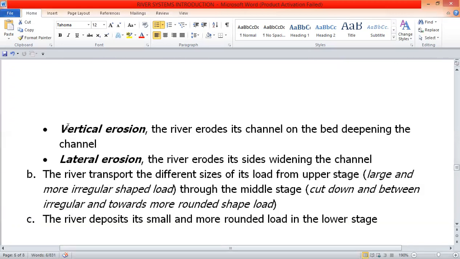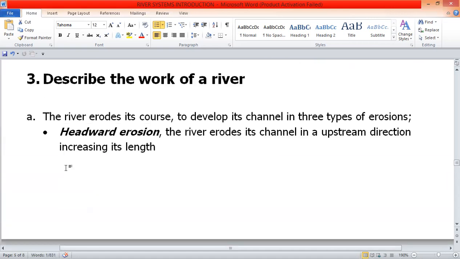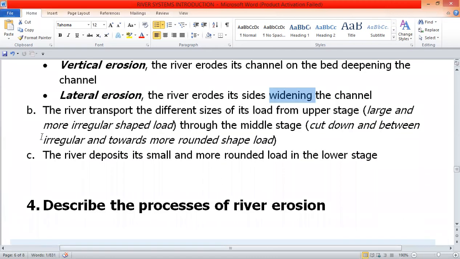Okay. The second way the river erodes its channel is vertical. We talked about it. It erodes the bed, making the channel deep. Then the last one is lateral. It erodes the sides, the walls, the banks themselves, making the channel more open or wider. So those are the three ways the river erodes its channel.